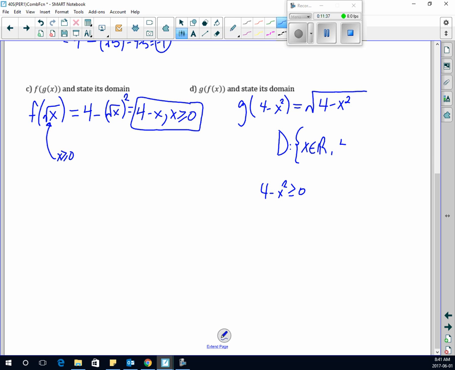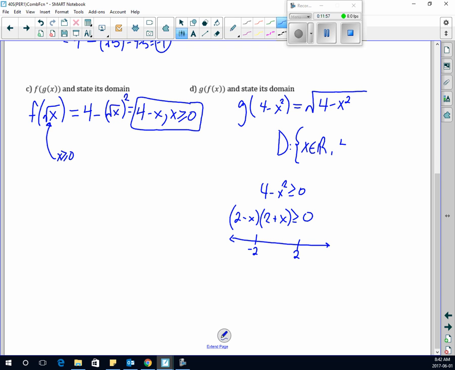So do you remember how to solve a quadratic? This is grade 11 pre-cal now. So we factor it. (2 − x)(2 + x) is greater than or equal to 0. And we do a sign diagram with a 2 and a negative 2.